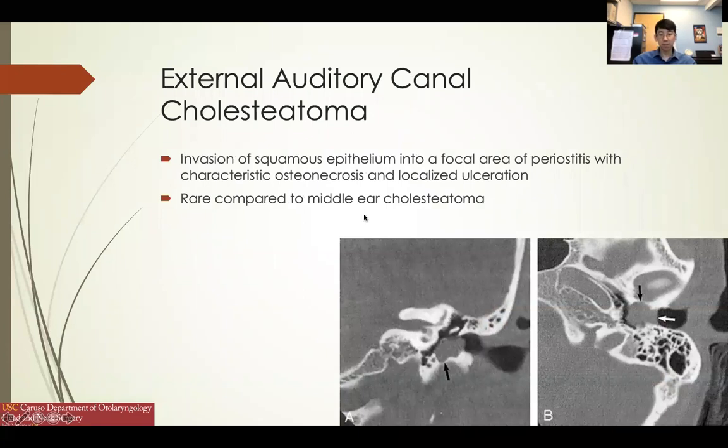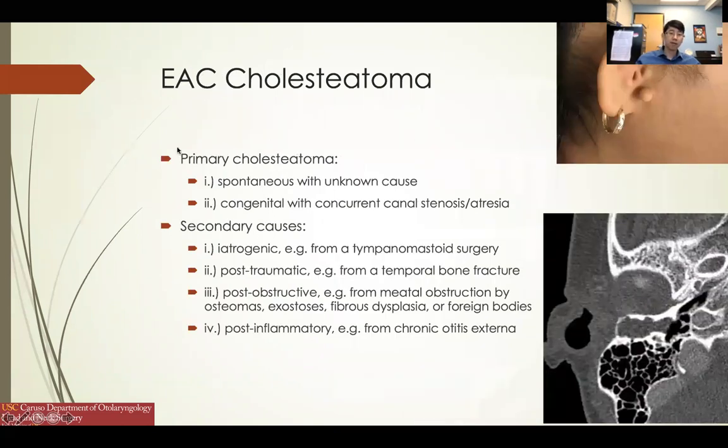Canal cholesteatoma is, like we said before, an invasion of the squamous epithelium into a focal area of periosteitis with a characteristic osteonecrosis and a local focal ulcer of the skin. It's rare compared to your middle ear cholesteatomas, and here's an example of that invasion into the bone. You can break this down into primary and secondary cholesteatomas.